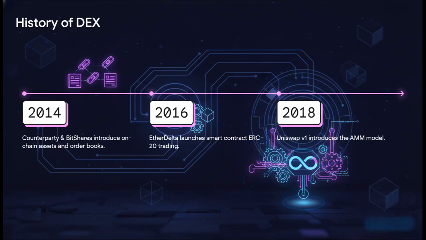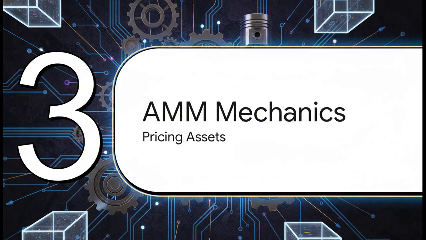The actual game changer? 2018. That is when Uniswap V1 launched and introduced the Automated Market Maker, or AMM model. And that specific innovation is what truly became the engine of modern DeFi. Which brings us to Section 3, AMM mechanics and liquidity.